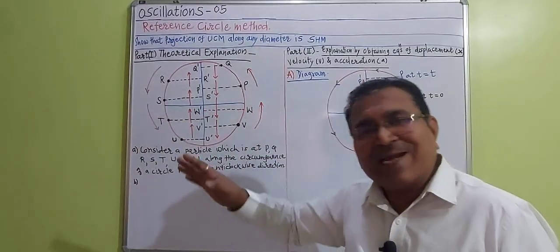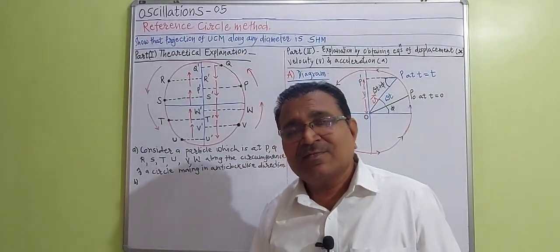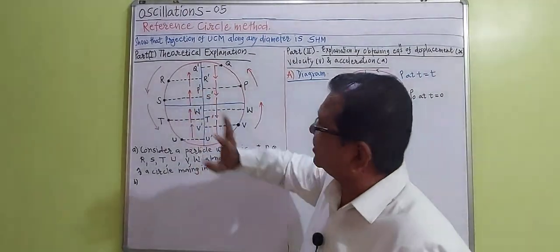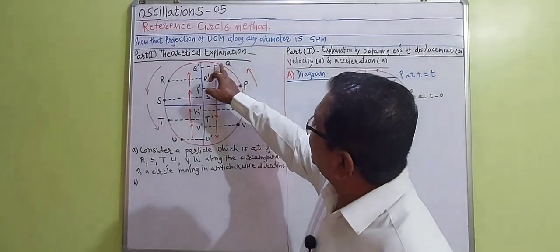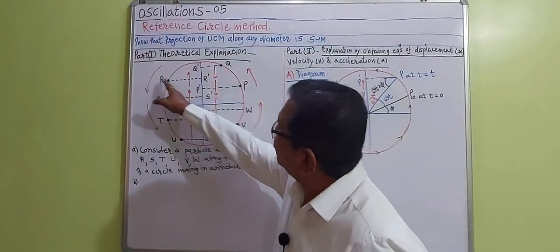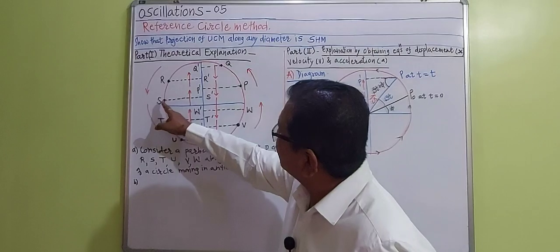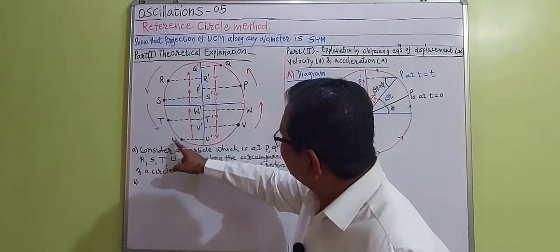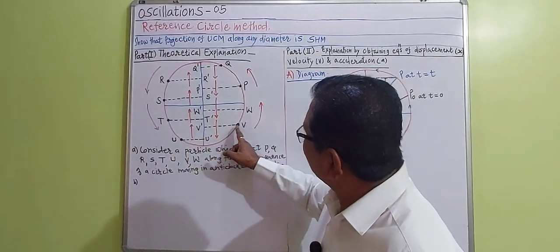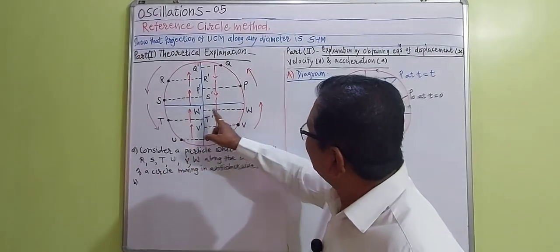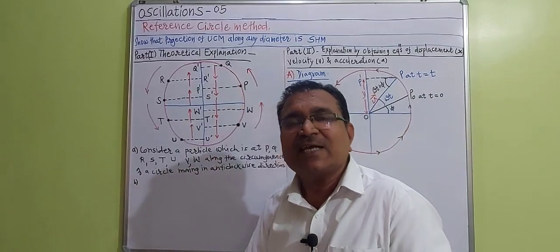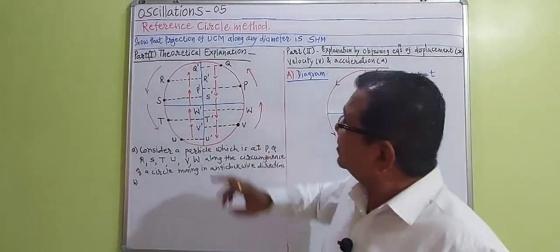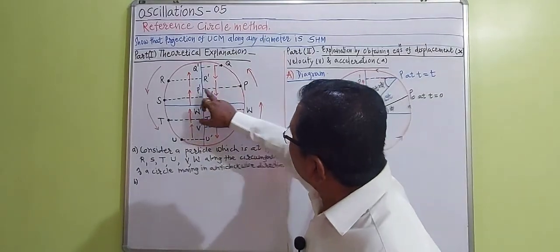Then see here, the projection of P is P dash, projection of Q is Q dash, projection of R is R dash, S is S dash, T is T dash, U is U dash, V is V dash, W is W dash. These are the projections along a diameter, the y-axis. So the projection of P is P dash.